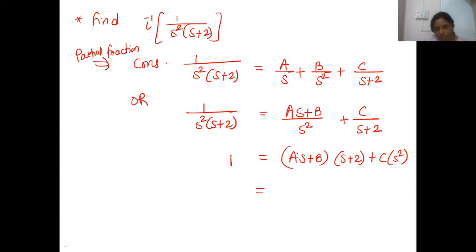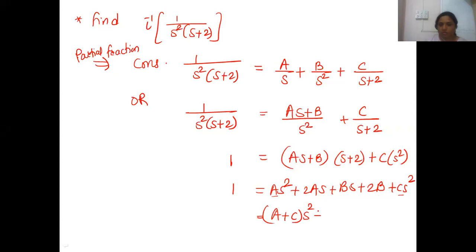Now open it, means multiply inside. As into s, as square, as into 2, 2as, plus b into s, bs, 2 into b, 2b, plus cs square is equal to 1. So collect s square together, here it is, and one more here. So (a plus c) s square, plus (2a plus b) s, plus constant 2b.